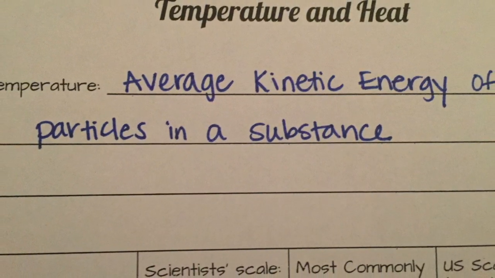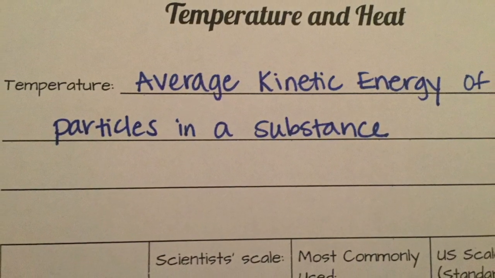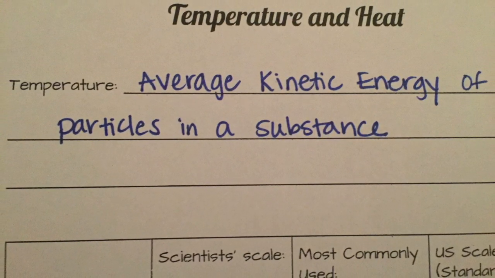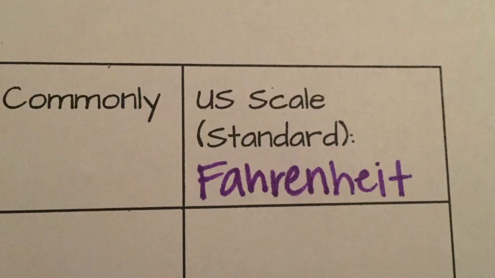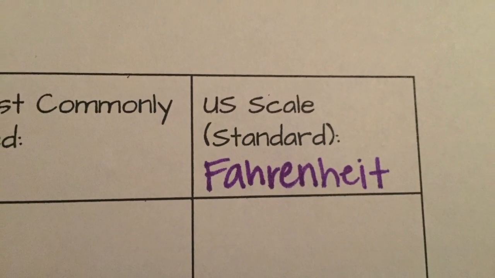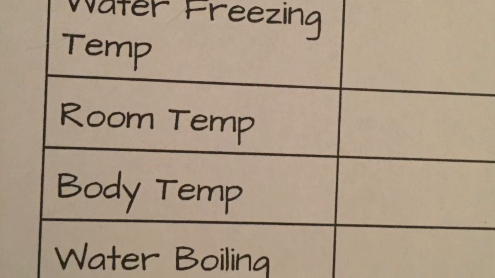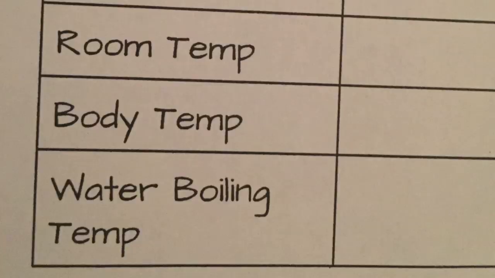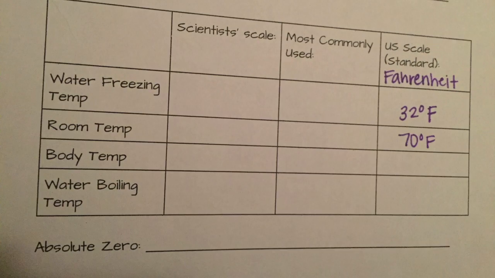So temperature has to do with how fast the particles, those atoms or molecules, are moving around inside of a substance. With our measurement and things this year, we've already talked about some different temperatures, but the US uses a standard Fahrenheit temperature scale. So some common temperatures that you should know in these different scales are water's freezing temperature, which in the US is 32 degrees Fahrenheit.